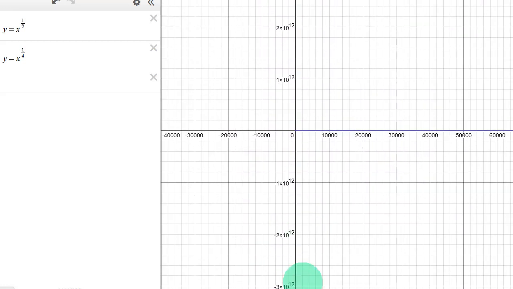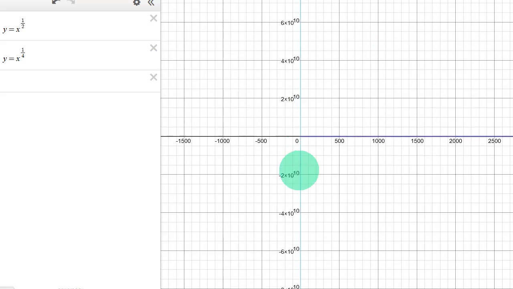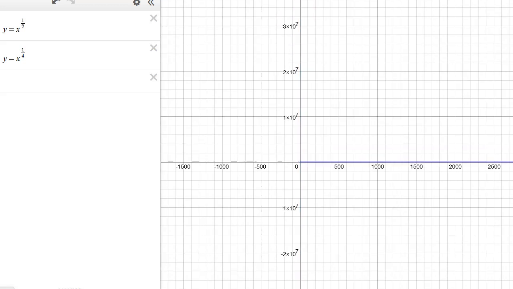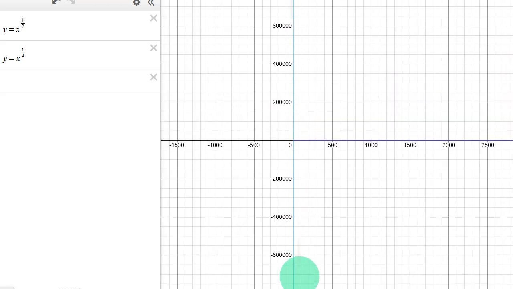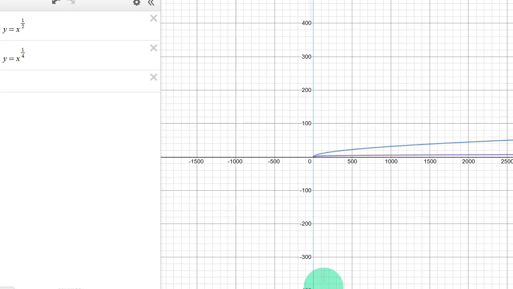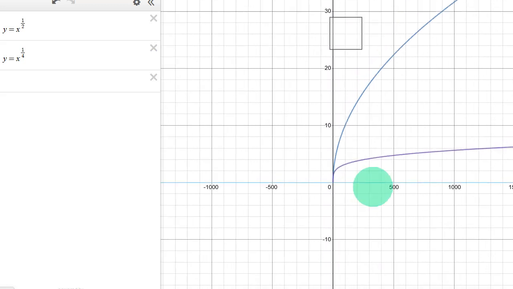Wow, I zoomed pretty far out before. My computer's a little stuck. Okay, here we go. Now we're only looking in the millions on the y-axis. All right, here come the thousands. I want to look at pretty small numbers to see what's going on with these.